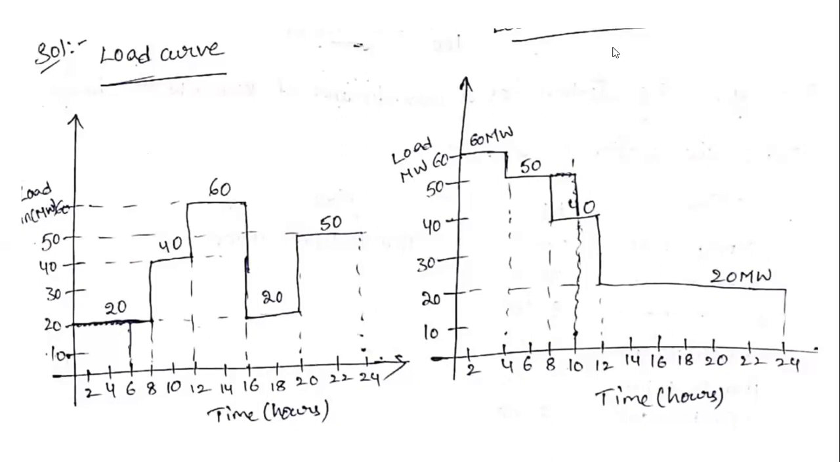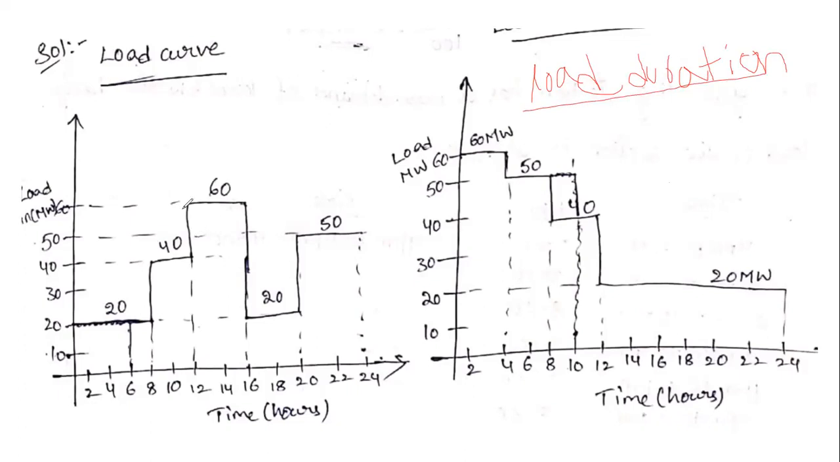This is the load duration curve. What is the difference between the load curve and the load duration curve? By using the load curve, we easily understand the maximum demand. In the load duration curve, all the loads are drawn in descending order. This curve is known as the load duration curve.